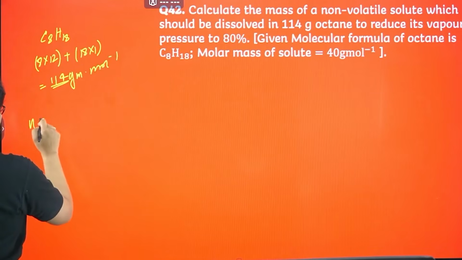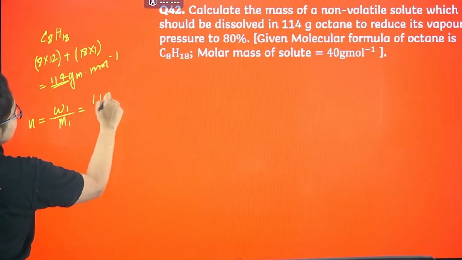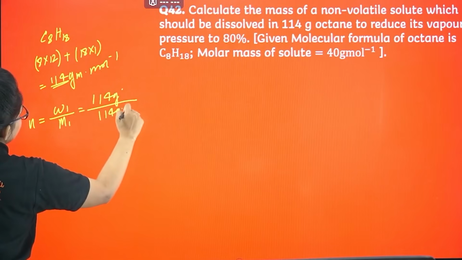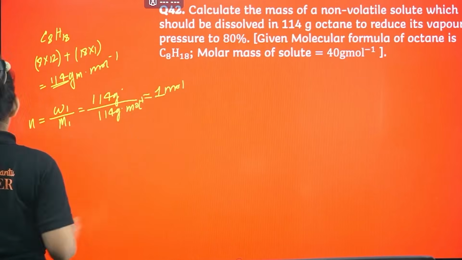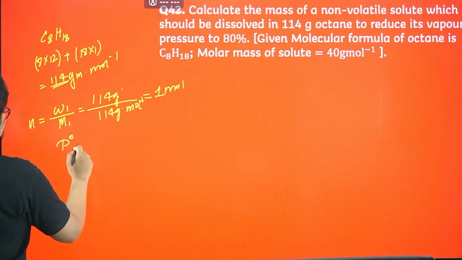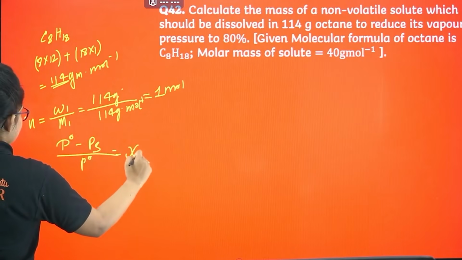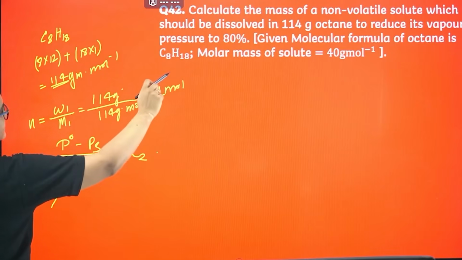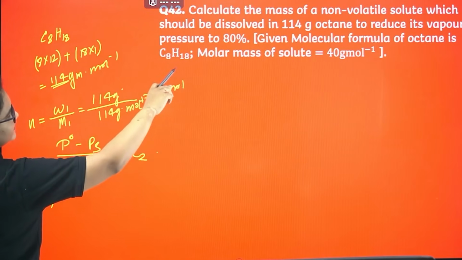Next, let's calculate the number of moles. Given weight by molecular weight. So 114 gram is given, divided by 114 gram per mole, right? So from here I am getting 1 mole. Now what I have to do is apply the relative lowering of vapor pressure formula. PS by P naught equals the mole fraction, right? As you can see, they are saying 80% of the pure solvent, it reduces its vapor pressure to 80%.